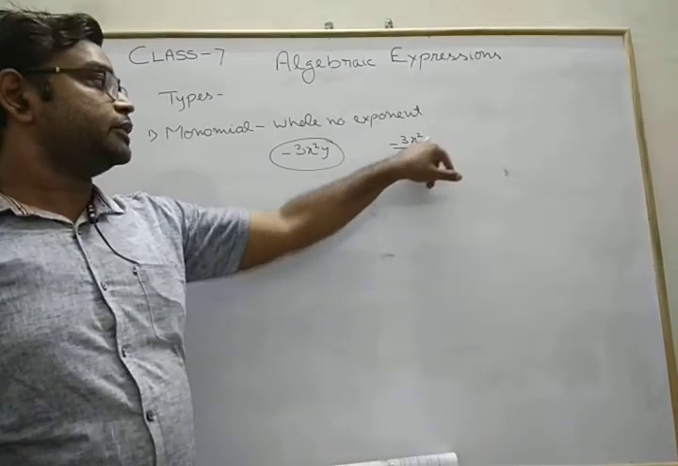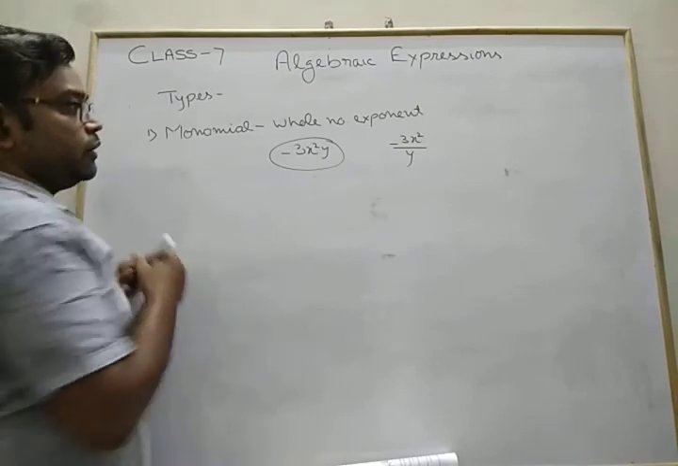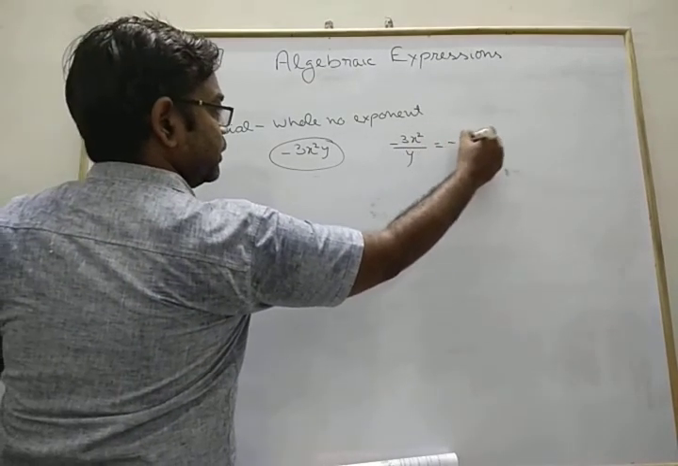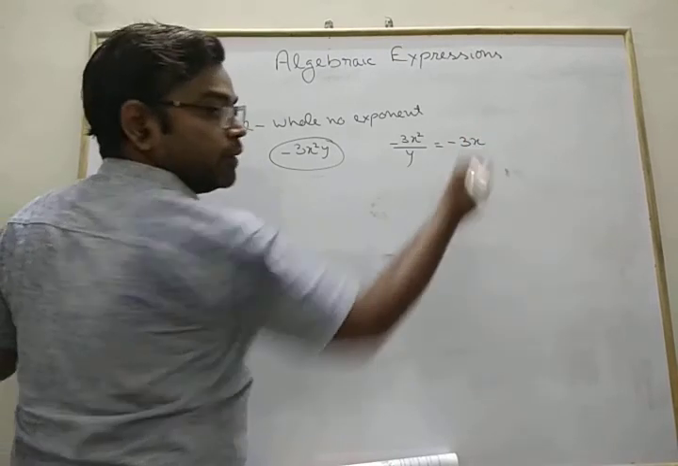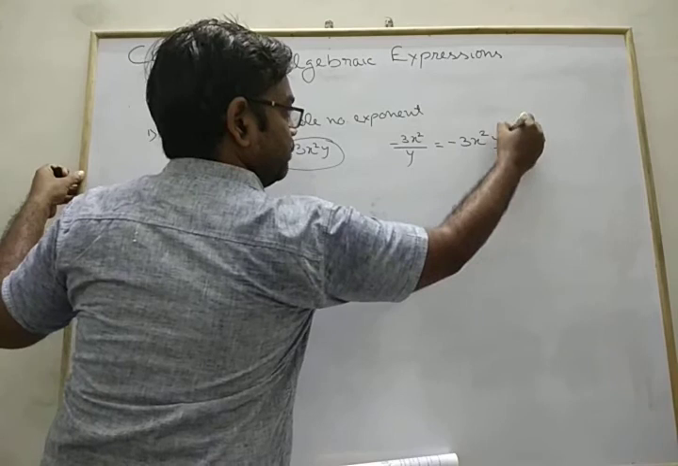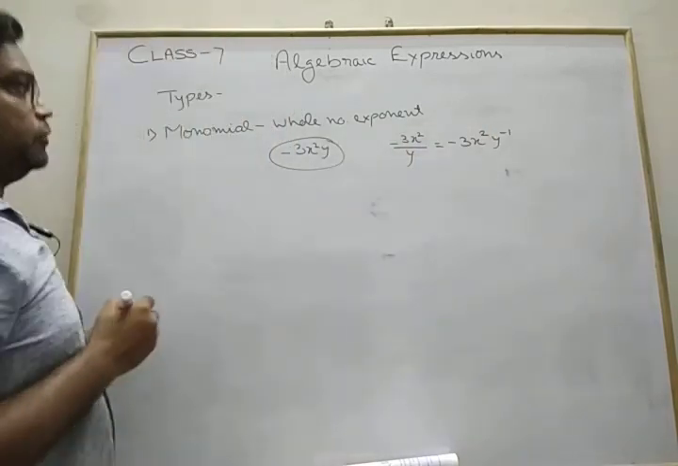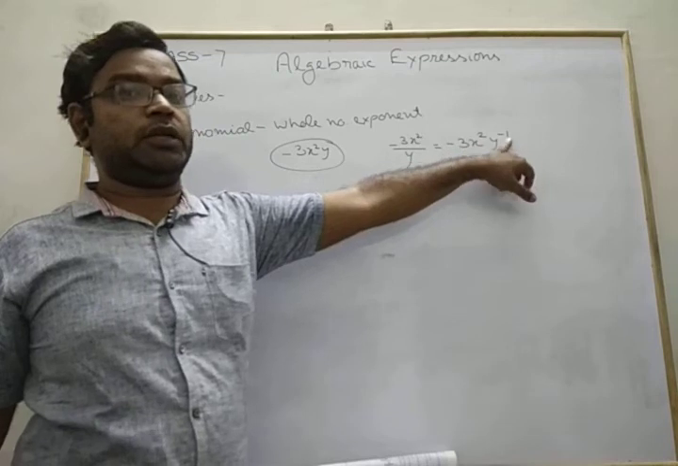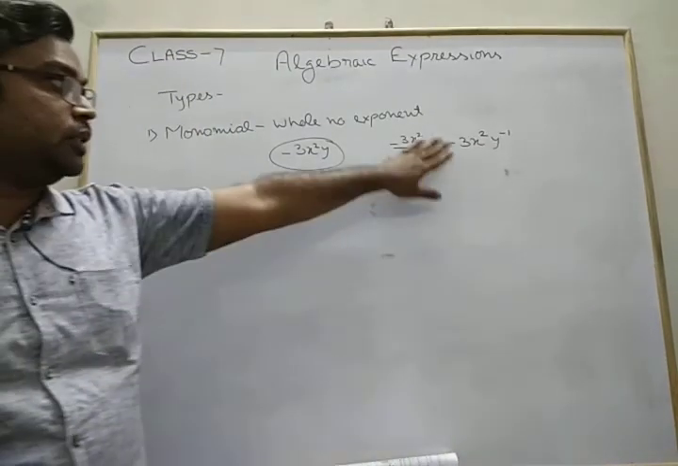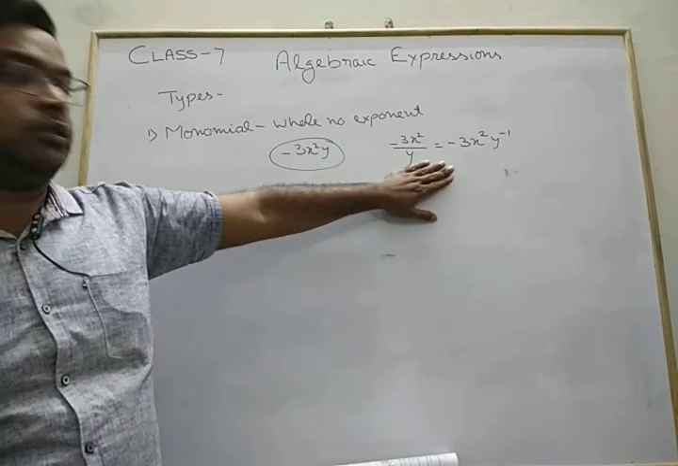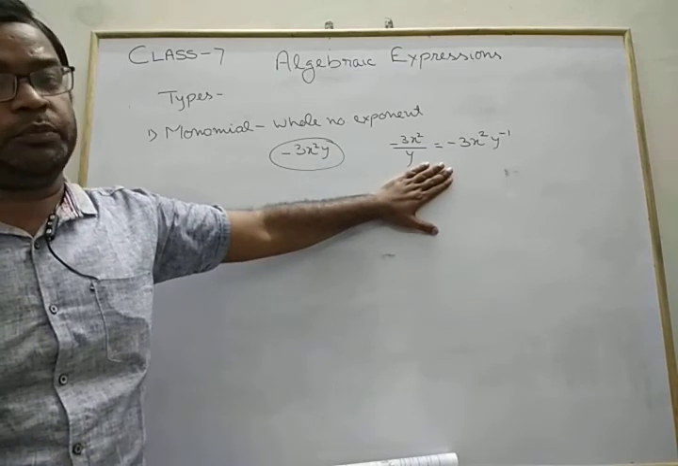In this case, x square upon y. It means what? When we convert this into exponent form by using laws of exponents, we have 3x square y to the power minus 1. In this case, there is a part whose exponent is not a whole number. So this one is not a monomial, or this one is not considered as a term of an expression.